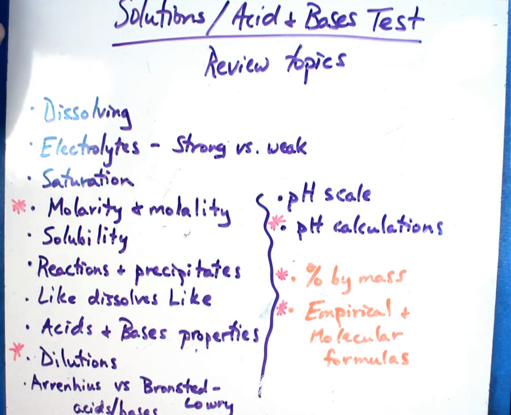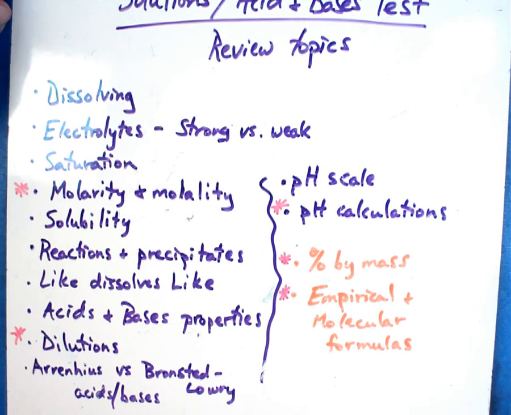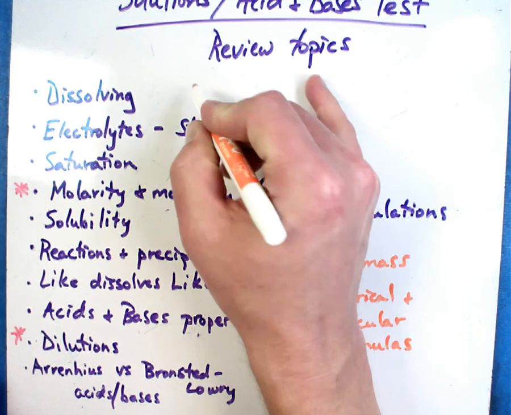So what I tried to do is give you all the topics that you need to know for the test. You'll want to write all these down and make sure you look at them in your notes. Again, it is not every single word on the test. I tried to give you hints like strong versus weak electrolytes, like dissolves like, molality and molarity are possible. If you miss one of those videos and you don't remember how to do that, it's really easy to find.